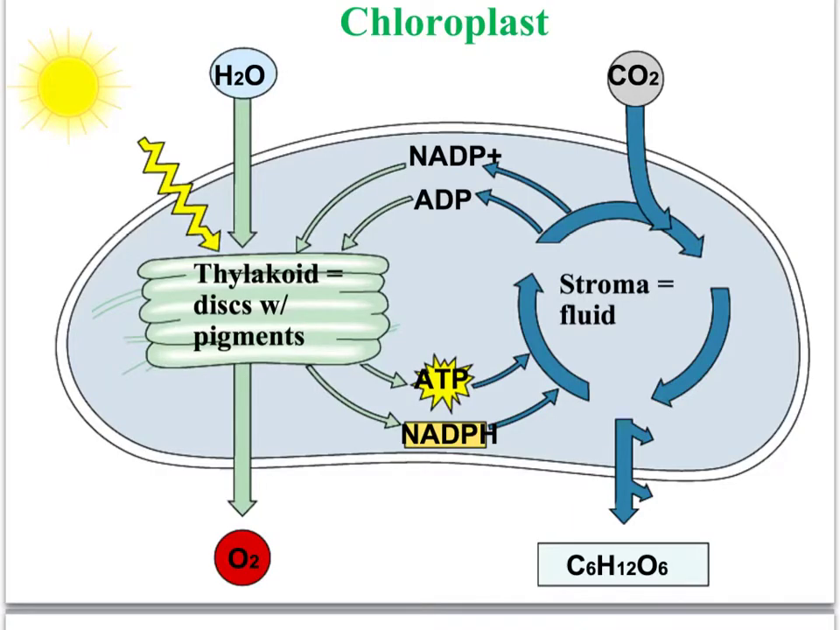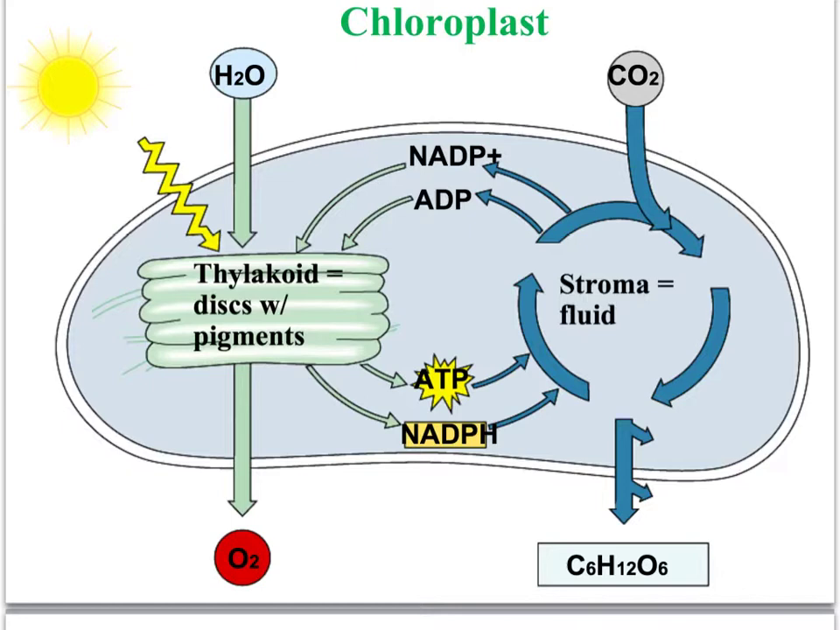All right, so here we have our diagram of the chloroplast and the light-dependent reactions and light-independent reactions that are taking place in the chloroplast. And I love this diagram because it really is a great overview of what is happening during photosynthesis. So let's take a look at this diagram.